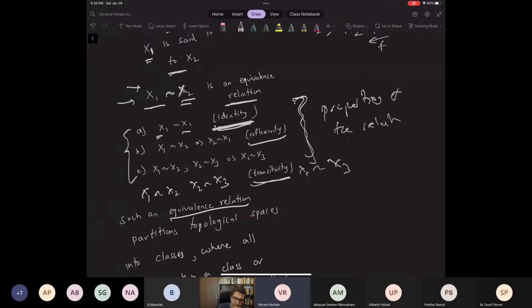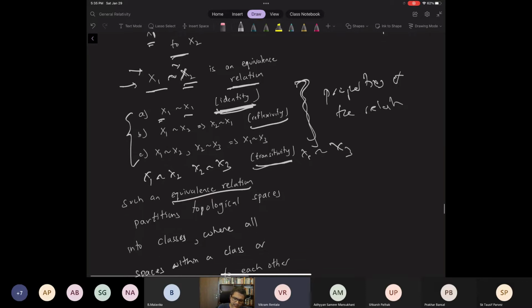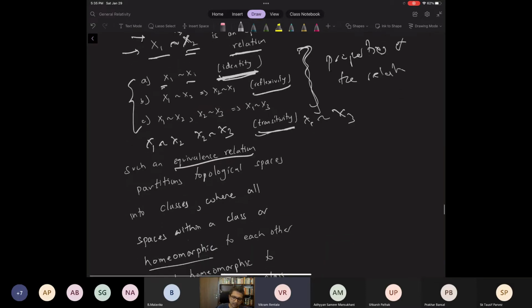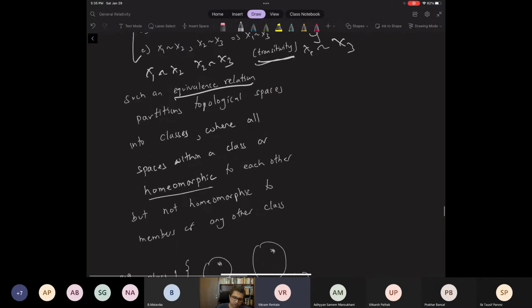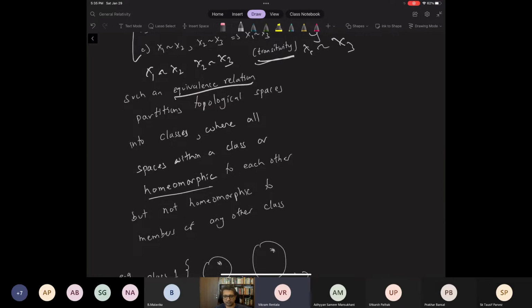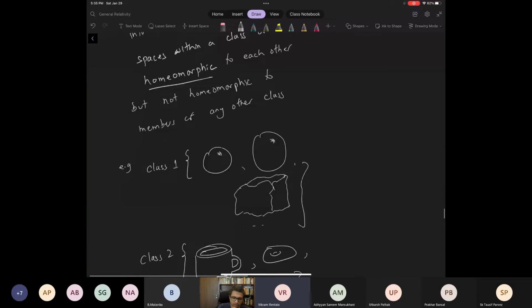Okay, in this case, the space is topological spaces. It partitions them into classes, and all spaces within a class are homeomorphic to each other, but they're not homeomorphic to members of any other class. For example, you could take one class to be spheres of different sizes.